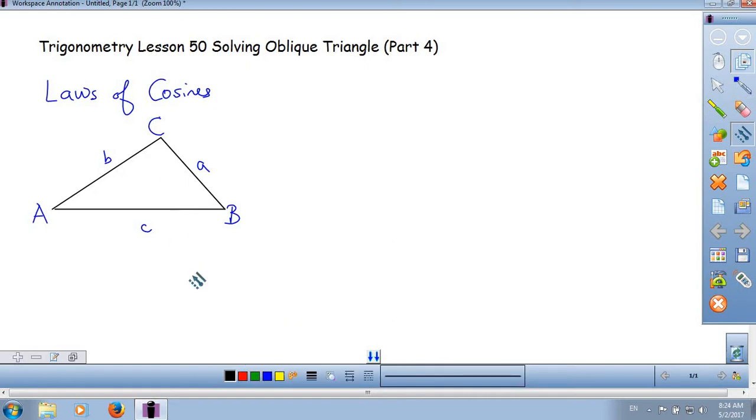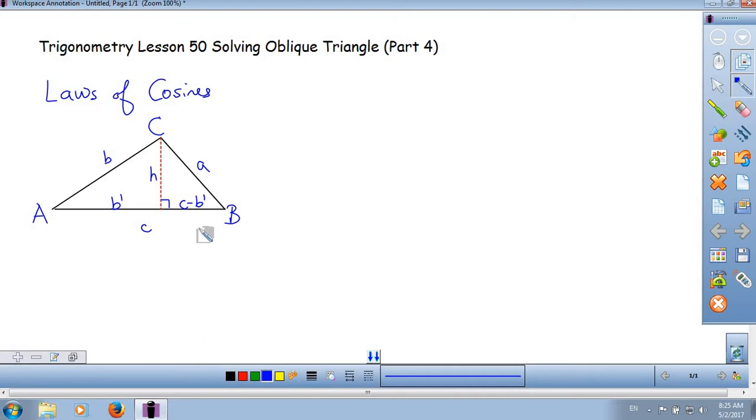Now the height of the triangle is in the middle right here. Let me use the dashed line. The height of the triangle, let's call that h. So the height of a triangle is the perpendicular distance between side AB and the opposite vertex C. Now let's call the distance from A to the height b prime, and let's call this distance c minus b prime.